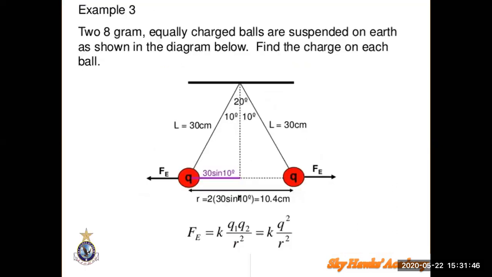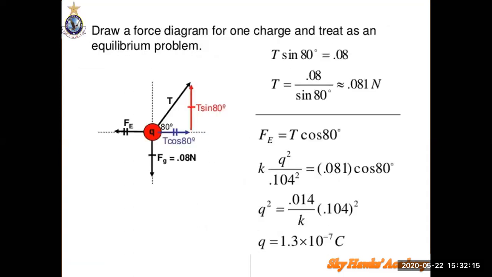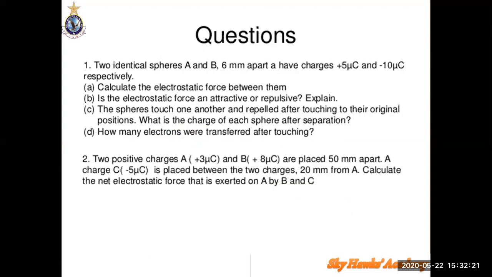The third one is: two 8-gram equally charged balls are suspended on strings as shown in the diagram below. Find the charge on each of the balls. So this is the arrangement: the two charged bodies are placed at some distance, and an angle is also mentioned. We find the distance R, and the constant is given, so we can find the charges. Now, please read these questions.